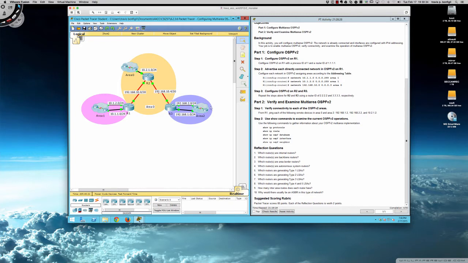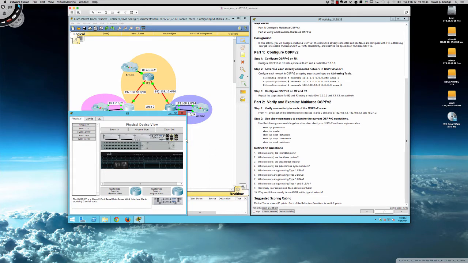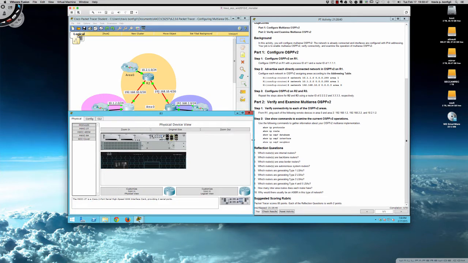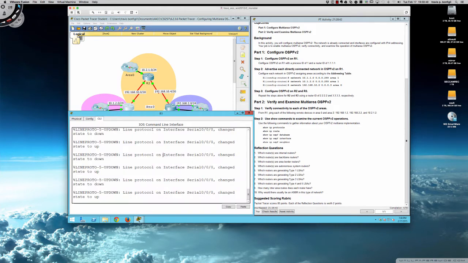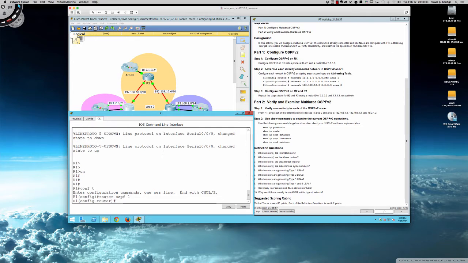So the first step is to configure OSPFv2 on router 1 with a process ID of 1 and a router ID of quad 1s. So let's pull up the CLI for router 1. We're in user exec mode. We'll transition to privilege exec mode and then into global config, where we're going to issue the router config command, router ospf, and it wants us to use a process ID of 1.